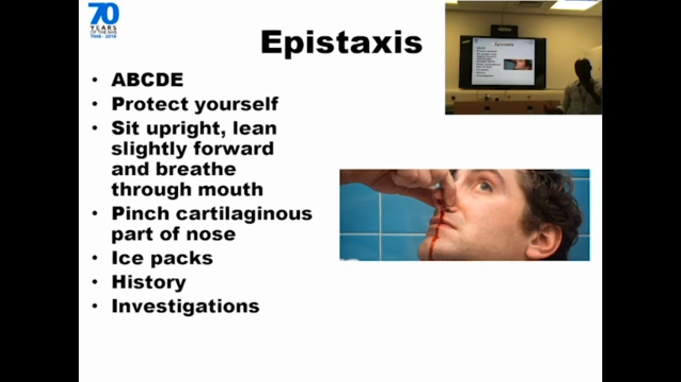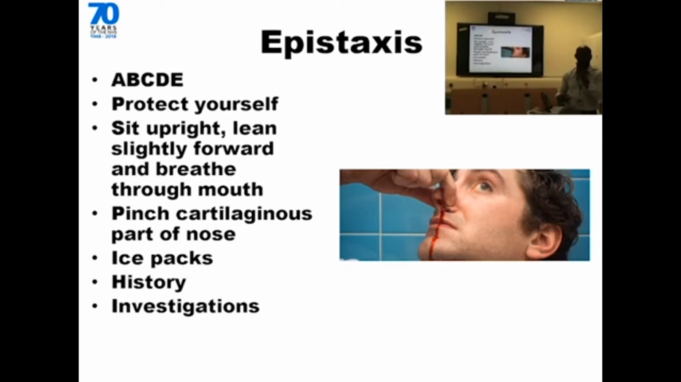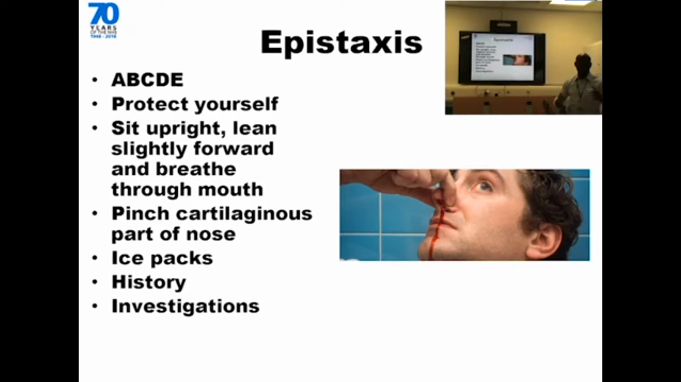Then we'll get ice packs to put on the bridge of the nose, sometimes on the nape of the neck, because these are the areas where the blood supply is. The anterior ethmoids are up here, the external carotid is down here. So we're actually targeting those vessels for a vasoconstriction that would help us.